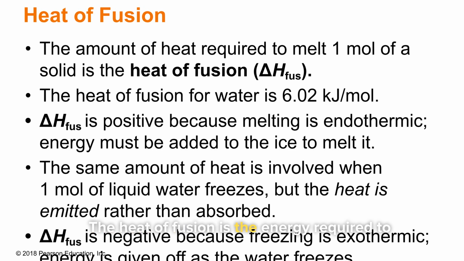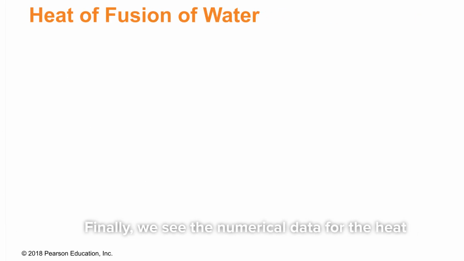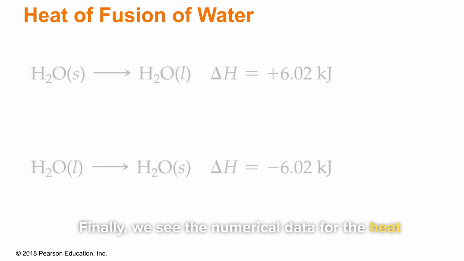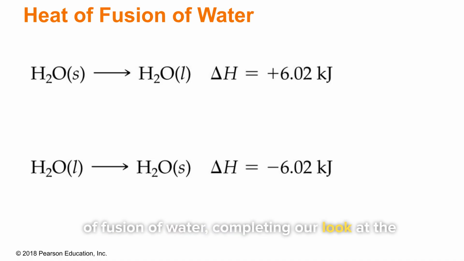The heat of fusion is the energy required to melt 1 mole of a solid. For water, this value is 6.02 kilojoules per mole. Like vaporization, this is an endothermic process. Finally, we see the numerical data for the heat of fusion of water, completing our look at the energetics of phase changes.